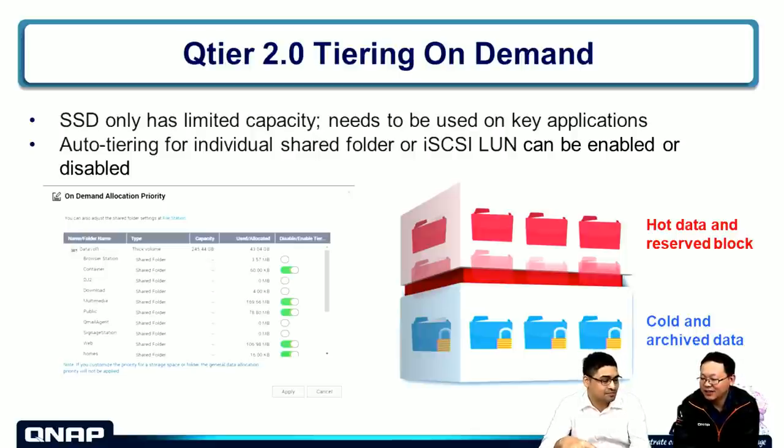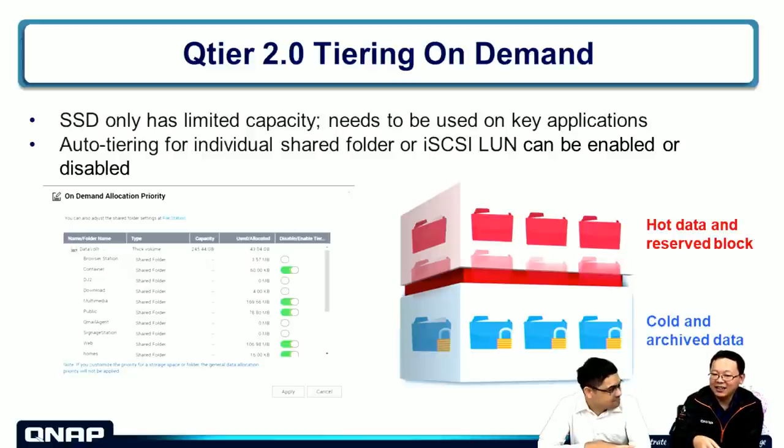So in addition to those automatic patterns that decide where the data goes, we can manually control what kind of data should go to the hard drives. In the end, the benefit is we save a lot of SSD space, but we still get the same performance. So we maximize the performance and the utilization of the SSD drives.